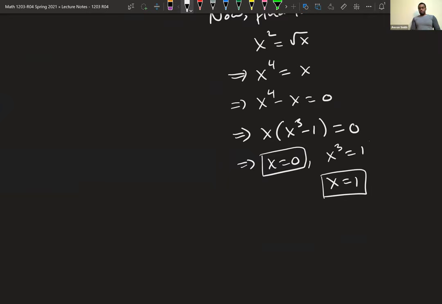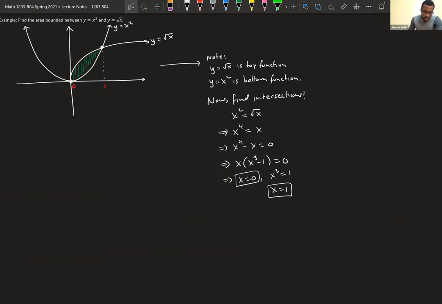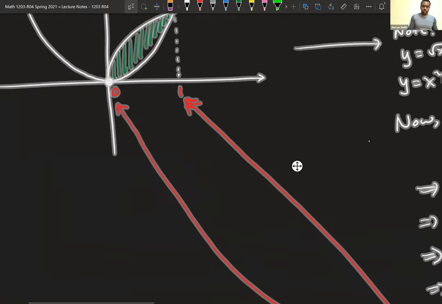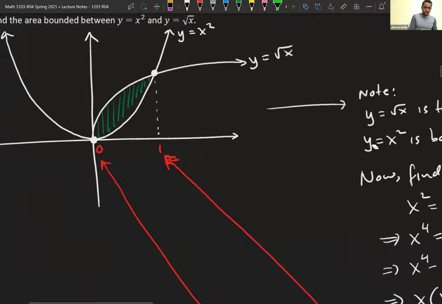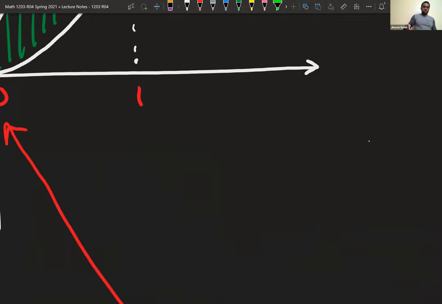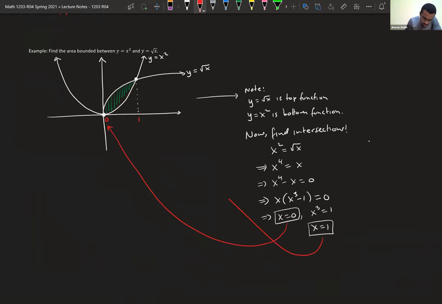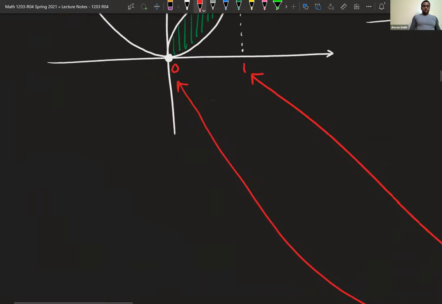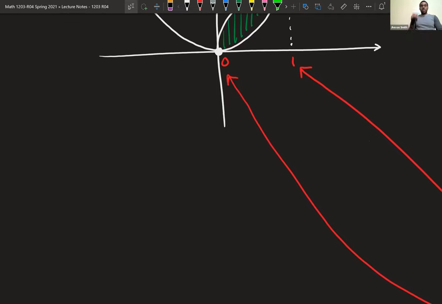So you know that those are the two guys, right? Those are the two intersections. And those are the guys that you go and you put here. So zero, that guy, equals one, that guy. And so you can find the intersections. Now we know what the rule is. It's the integral of the top function minus the bottom function.